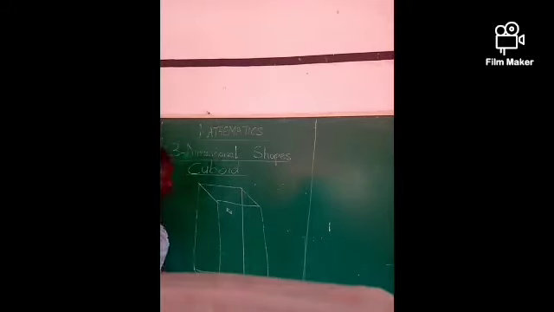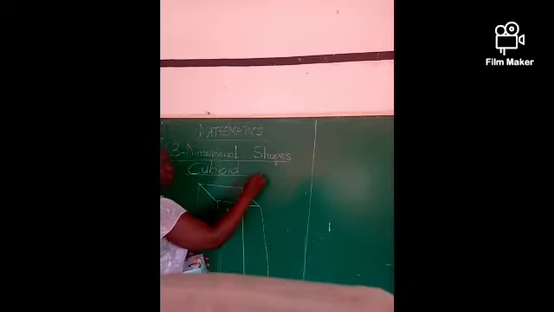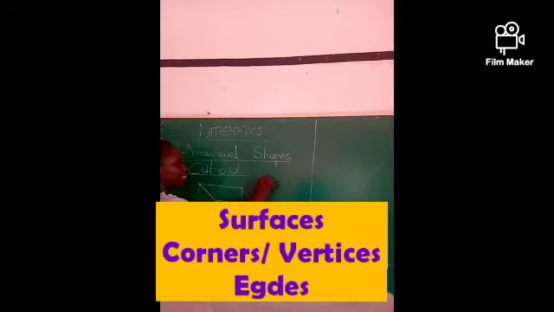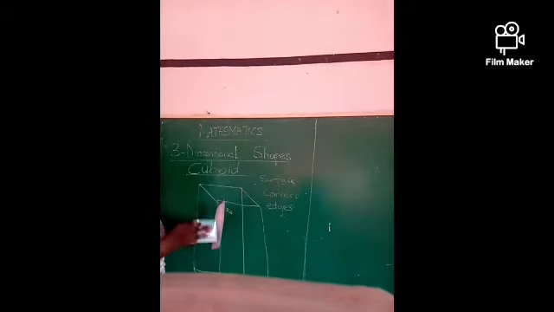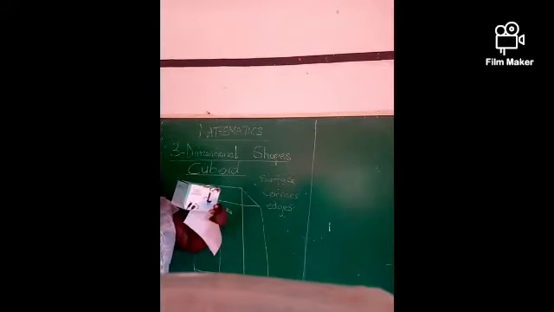Now we're going to look at the properties of a cuboid also. Remember we're looking at 3 things. We're looking at the surface, that's the flat face. We're looking at the corners. And we're looking at the edges. Let's start from the first one. Remember the flat face, the smooth part, the flat part of a cuboid.